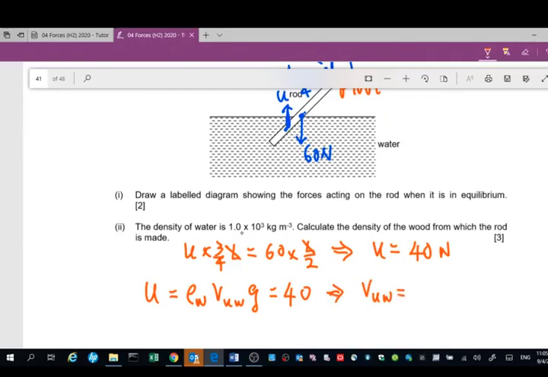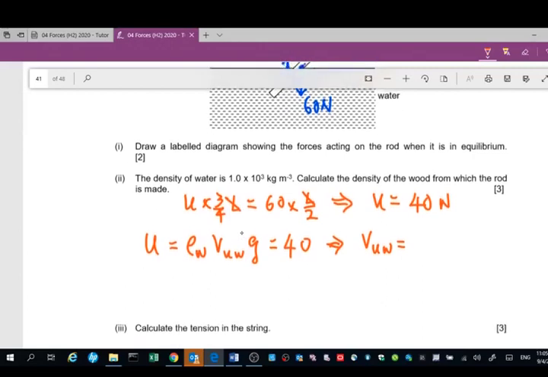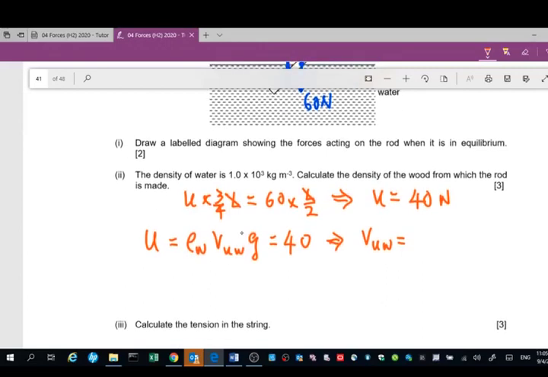The volume underwater is half of the total volume. The total volume of the wooden rod is actually 2 times this, right? This is just a number. If you work it out properly, you should get 0.004077, and the volume of wood is double this amount.